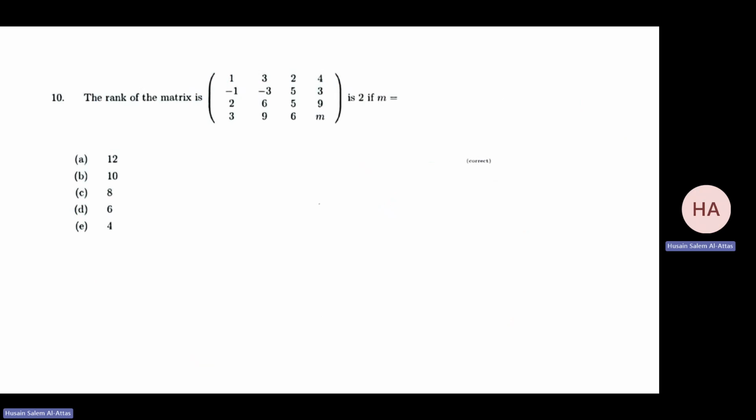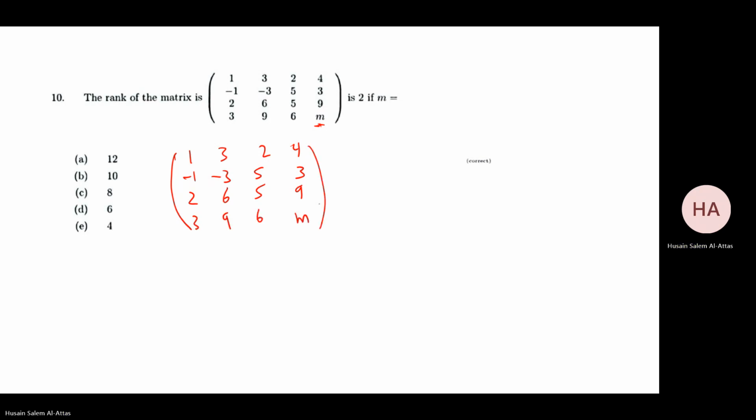The rank of the matrix is 2. He told us the rank of this matrix is 2, and he wants us to find this M. What I will do, I'll do the same procedure. The matrix is 1, 2, 1, 3; minus 1, 2, 4, minus 1; minus 3, 5, 3, 2; 6, 5, 9. I'll try to solve it as if I am finding the rank.